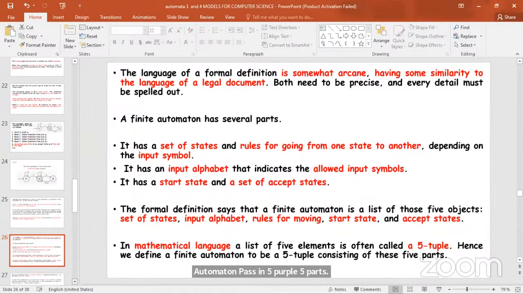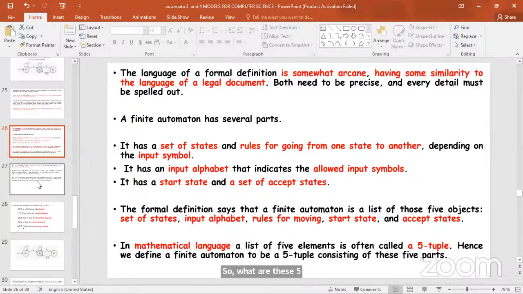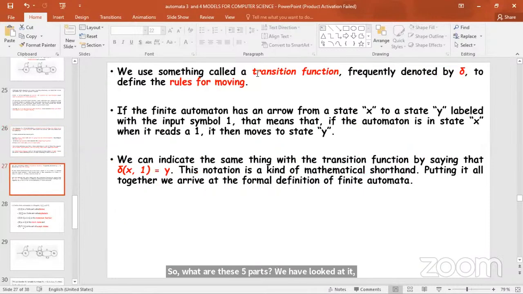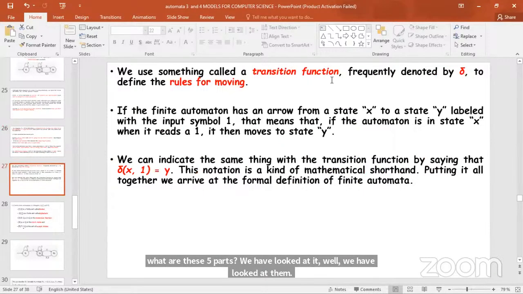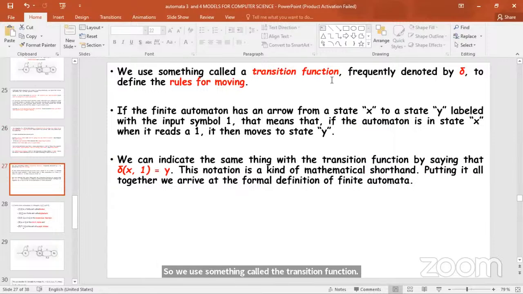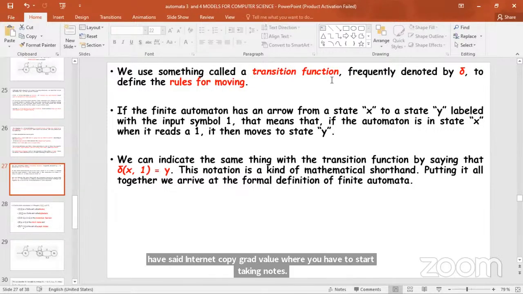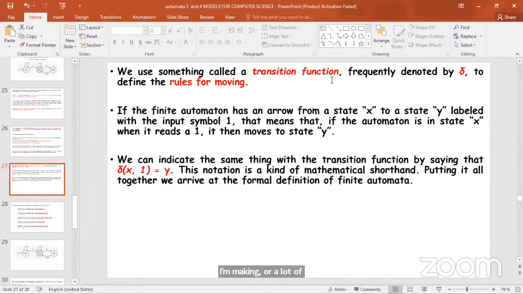So what are these 5 parts? We have looked at them. So we use something called the transition function. Now, please, I think you should pay attention here so that you understand the basics. We have started entering into the topic gradually, where you have to start taking notes and making mental notes of a lot of issues and a lot of information that will be of use to you.